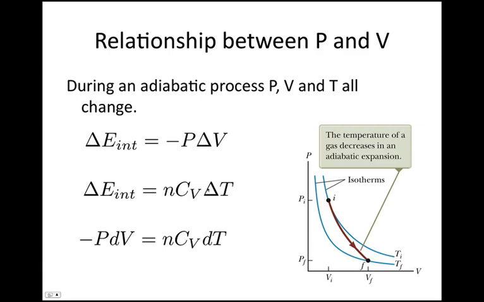So the change in internal energy, keeping the volume constant, is given by nCV delta T, and that is going to be the same as the change in energy for this adiabatic process. So we can write this differential form: P dV is equal to nCV dT, just replacing the deltas with the d's as we're considering very small incremental changes.